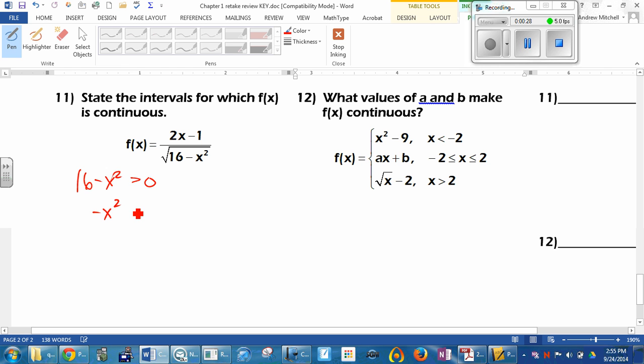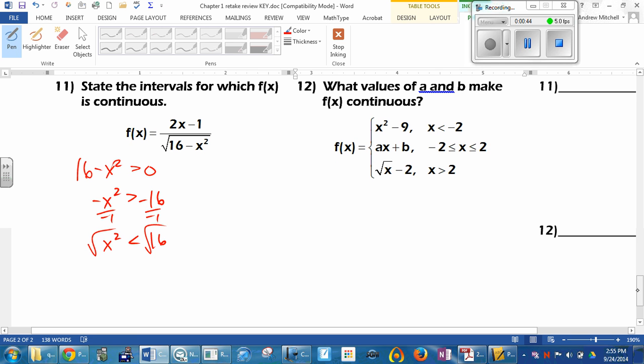So we go ahead and subtract 16. We get opposite of x squared is greater than negative 16. Divide by negative 1. That flips our inequality, so it's x squared is less than 16. And then we have to take the square root of both sides. And when we take the square root in solving, we need to remember positive or negative. So we end up with x, we get 4 and negative 4.